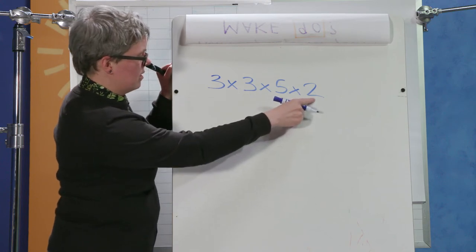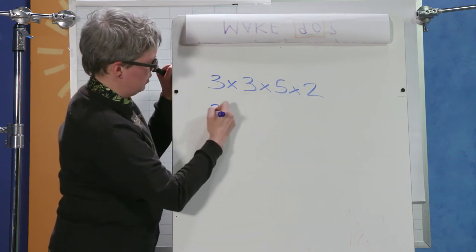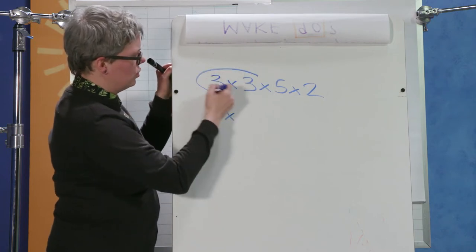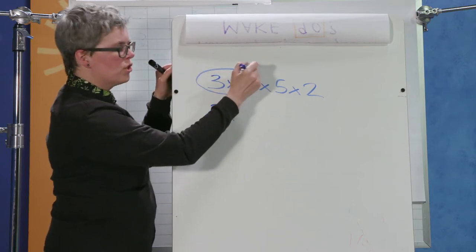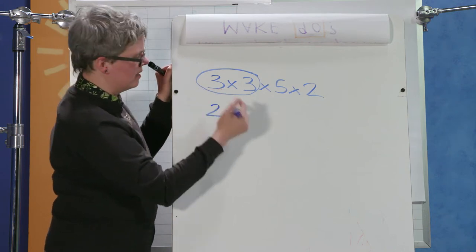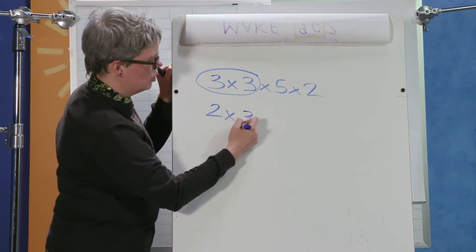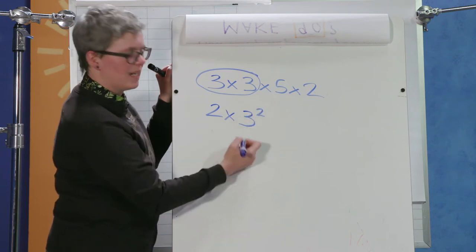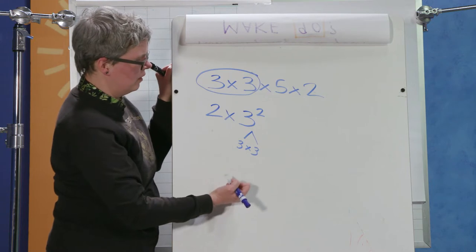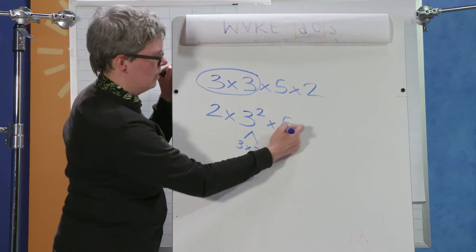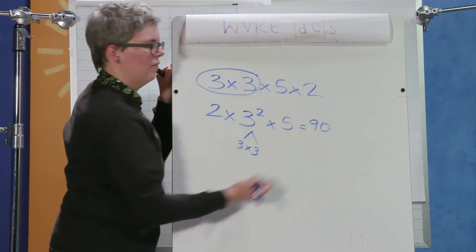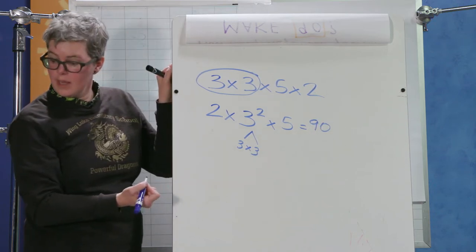First thing I'm going to do is put these numbers in order. I'm going to put the smallest one first. And then, do you see how we have 2 threes here? We just learned that we can use an exponent if we're going to multiply a number by itself. So we can do 2 times 3 to the second power, because that means 3 times 3, times 5. Very cool.